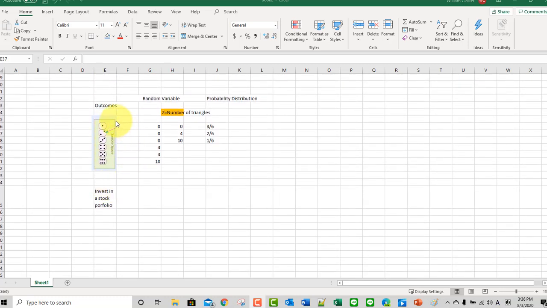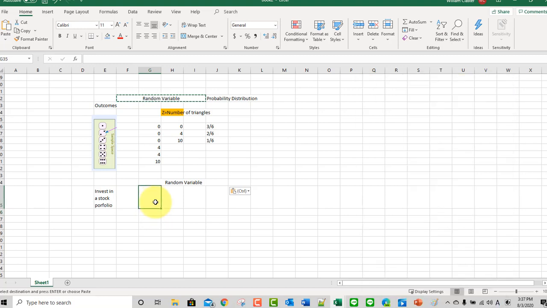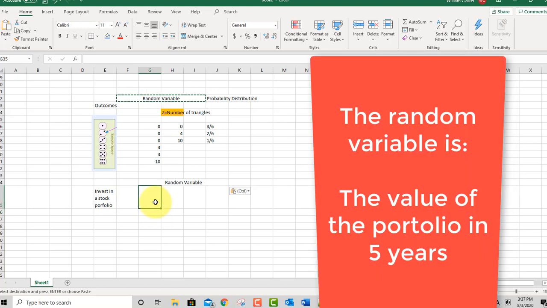Now we could talk about another experiment, which is to invest in a stock portfolio. So I don't know exactly what to put in here to make it similar to this. I don't know what to say, but I'm just going to skip to the random variable here. So let's say we're going to invest, I forgot to say how much we're going to invest, but let's say we're going to invest $1 million. So the random variable might be how much it's worth after 5 years. Value after 5 years.